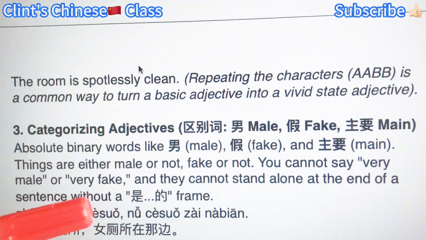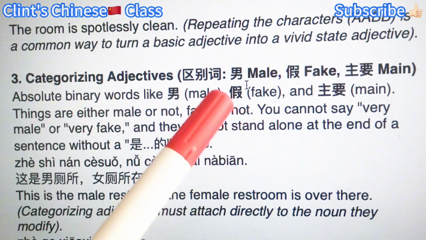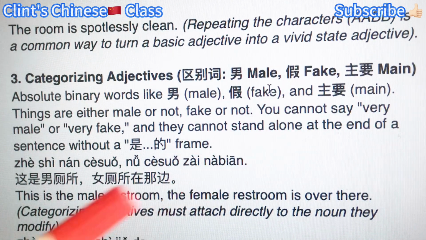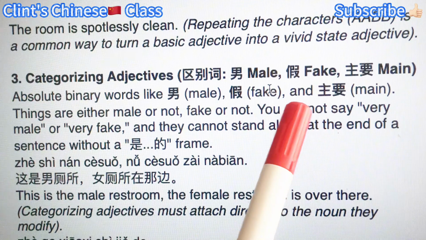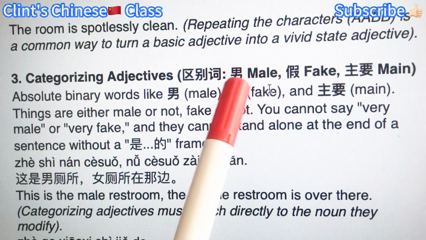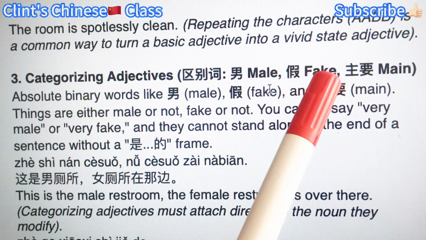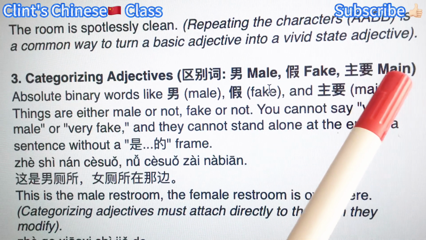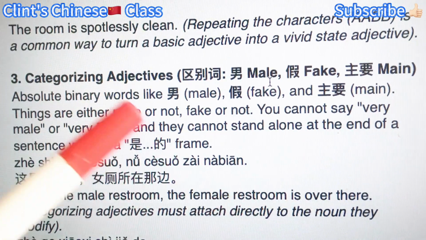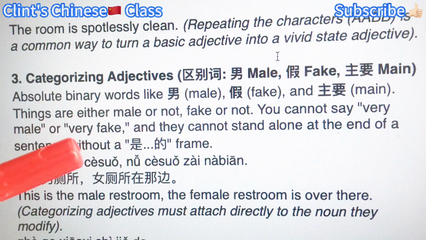Third type of adjectives are called categorizing adjectives, like male, female, right? So there are only two types. Real or fake. Male 男, female 女. Fake 假, real 真. Main is 主要, right? 主要的, like primary, and then of course you may have secondary.